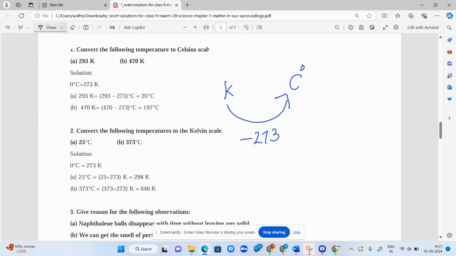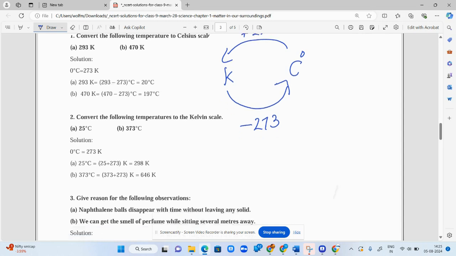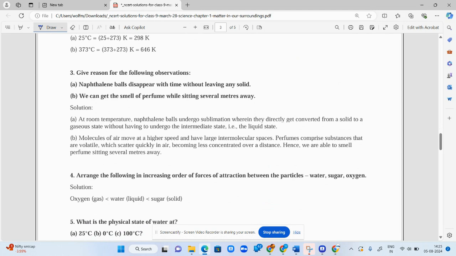Children, please be careful while writing the units. From Celsius to Kelvin means plus 273. So give reason for the following observation: a naphthalene ball disappears with time without leaving any solid. Yes, because it undergoes sublimation. It is directly converted to a gaseous state, not going into the intermediate liquid state.